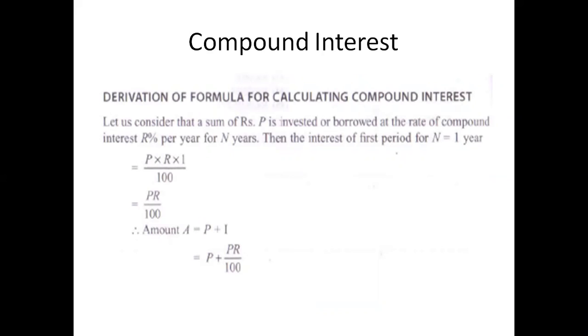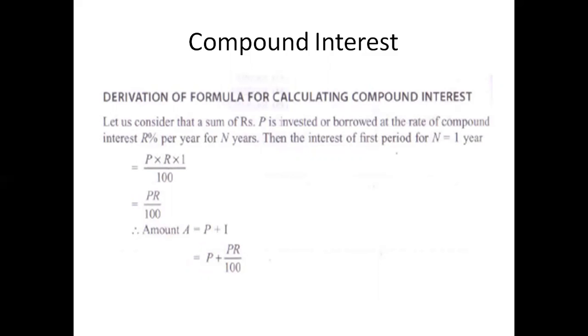In the case of simple interest, say a person has invested rupees 1,000 at 10% for say 3 years. After 3 years, he gets rupees 1100 back. However, in the case of compound interest, the interest is calculated differently.